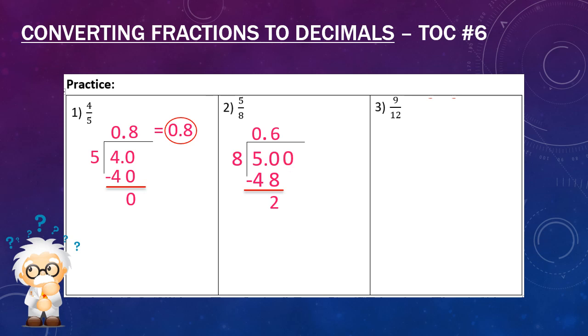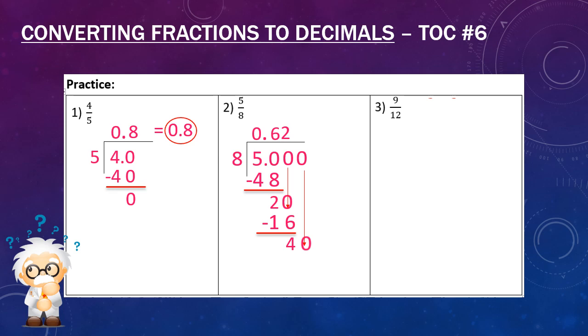Add another 0 because I don't have a remainder of 0. So I'm going to add a 0 into my decimal inside the house, bring down that 0, and now I have to ask myself, how many times does 8 go into 20? The answer is 2. 2 times 8 is 16. Subtract 16 from 20, and I get a remainder of 4. Still not done. Got to bring down another 0. And I can keep bringing down zeros as many times as I need to get my answer.